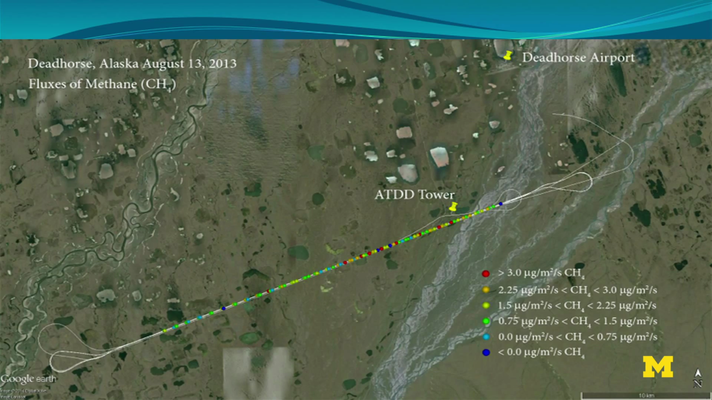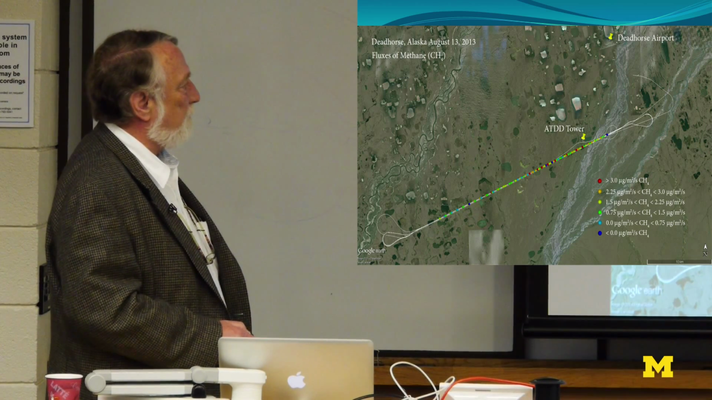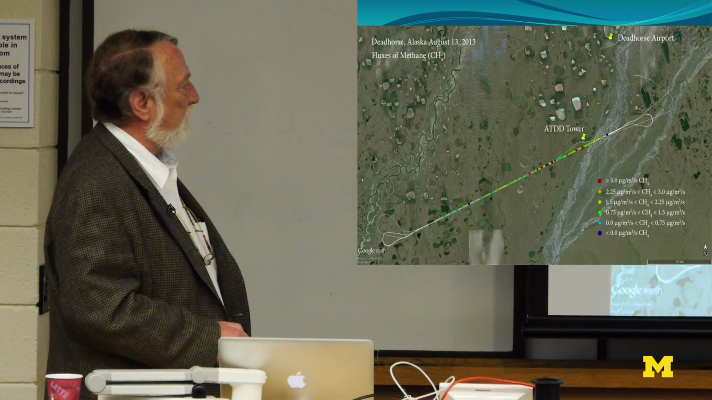And this is hot off the press. These are the fluxes of methane from the plane. There's certainly some hot spots, the red. So we fly these transects. Here's our tower. We fly out of the Deadhorse Airport. And then we do these transects. We do our calibrations, and then we start looking at fluxes.